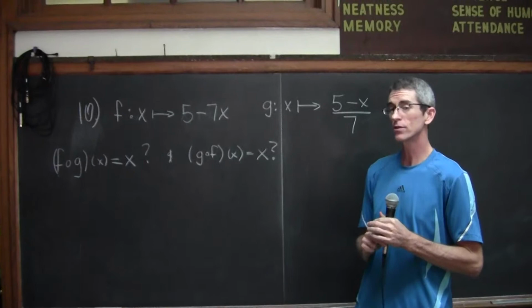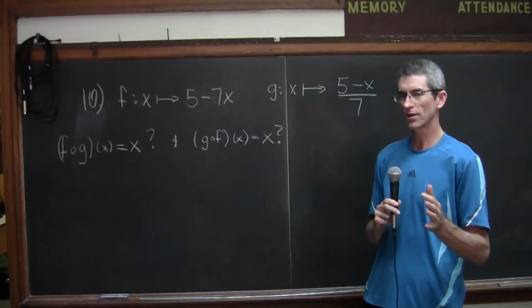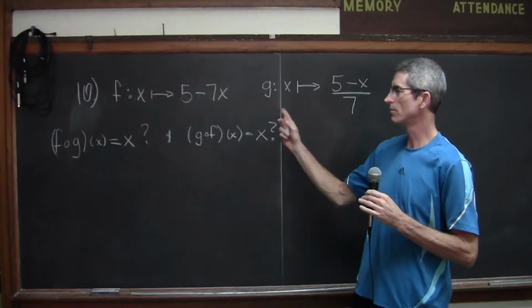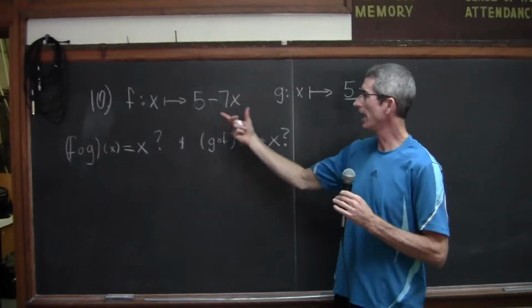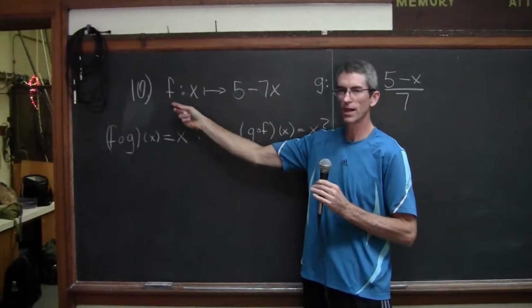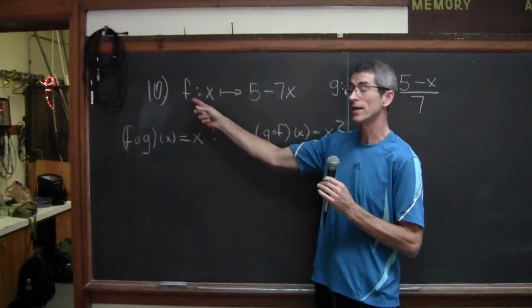Section 2.3, inverse of functions. A couple problems to start with, a couple different types. Starting with number 10, I'll give an example. When you have two functions, and remember, don't get freaked out by that notation, that's just another way of writing f of x.